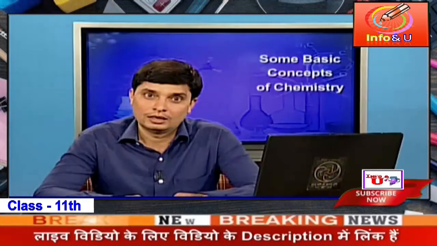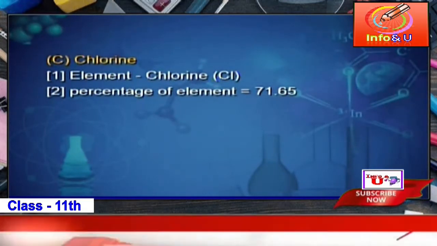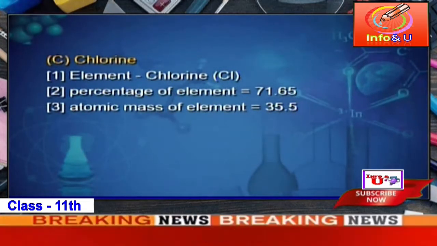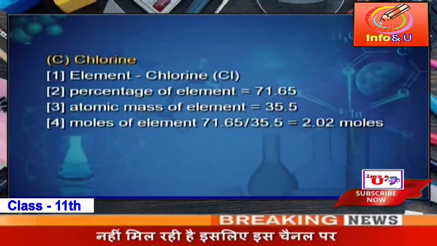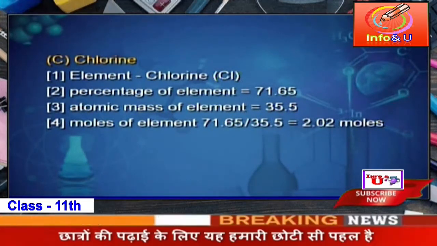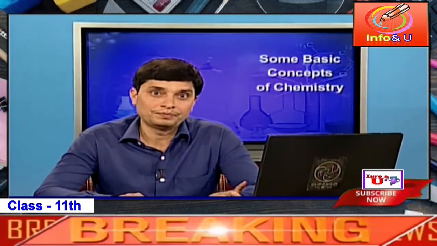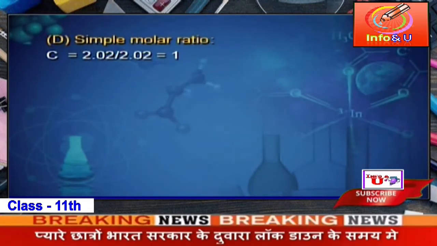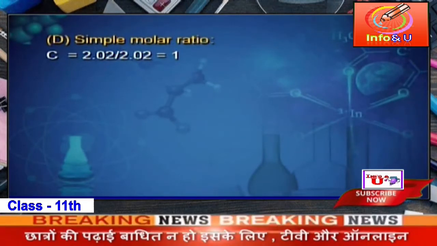Our third element in the question is chlorine. The percentage of the element is 71.65 and the atomic mass is 35.5. So the number of moles is 71.65 divided by 35.5, that is 2.02 moles. Having calculated the number of moles for these three elements, the simple molar ratio is obtained by dividing by the minimum number of moles.